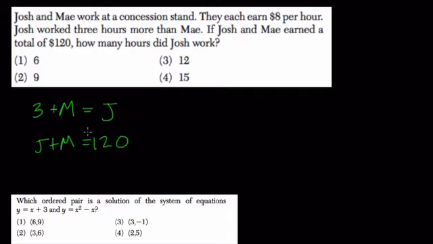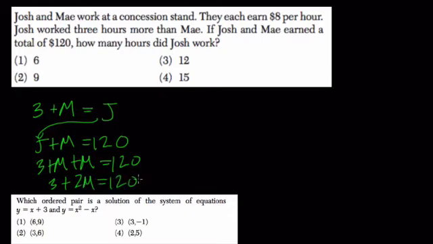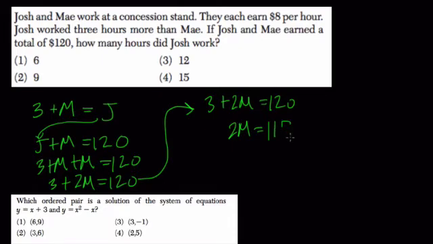Well, since you have these two equations, probably the easiest way is to substitute this into this right here. So instead of j plus m, 3 plus m equals 120. So now you have one variable, 3 plus 2m equals 120, and we're almost done. Let's solve for m. So 3 plus 2m equals 120. Subtract 3 from both sides. 2m equals 117. But I feel like I did something wrong because you can't divide 117 by 2.